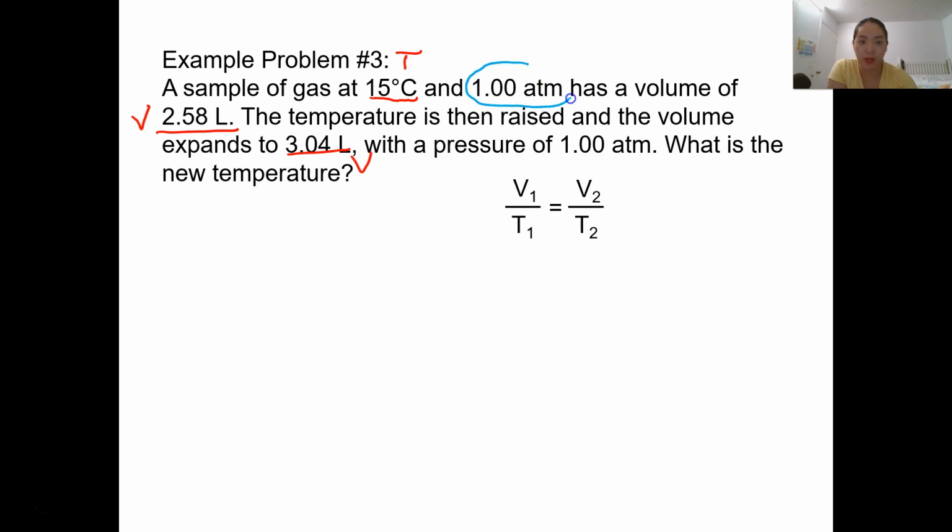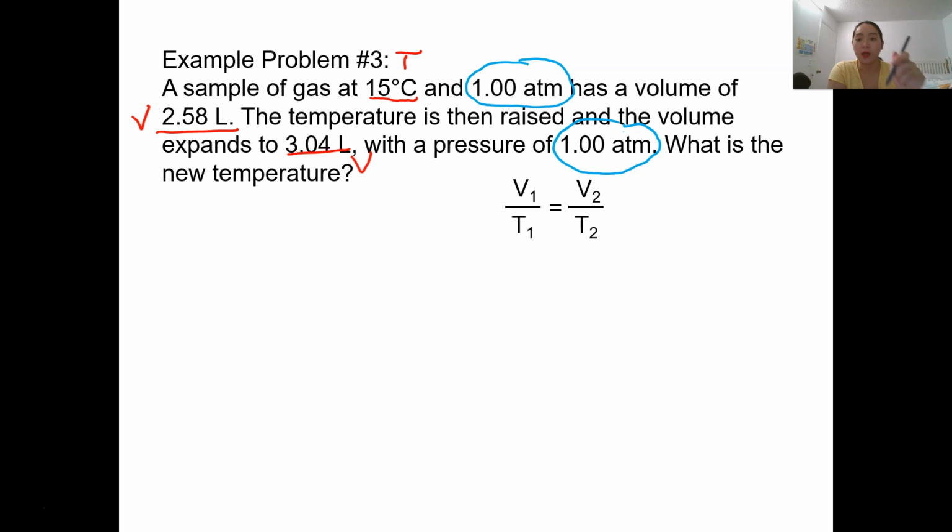And here's 1 atm. But I want to point out that this pressure remained constant throughout the entire thing. Meaning that it's 1 atm at the beginning, and then after the temperature is raised and the volume expands, the pressure remains the same at 1 atm. So because the pressure remains what we call constant, or doesn't change, we don't want it in our equation. The rule of thumb is that when a variable remains constant, it does not appear in the equation.